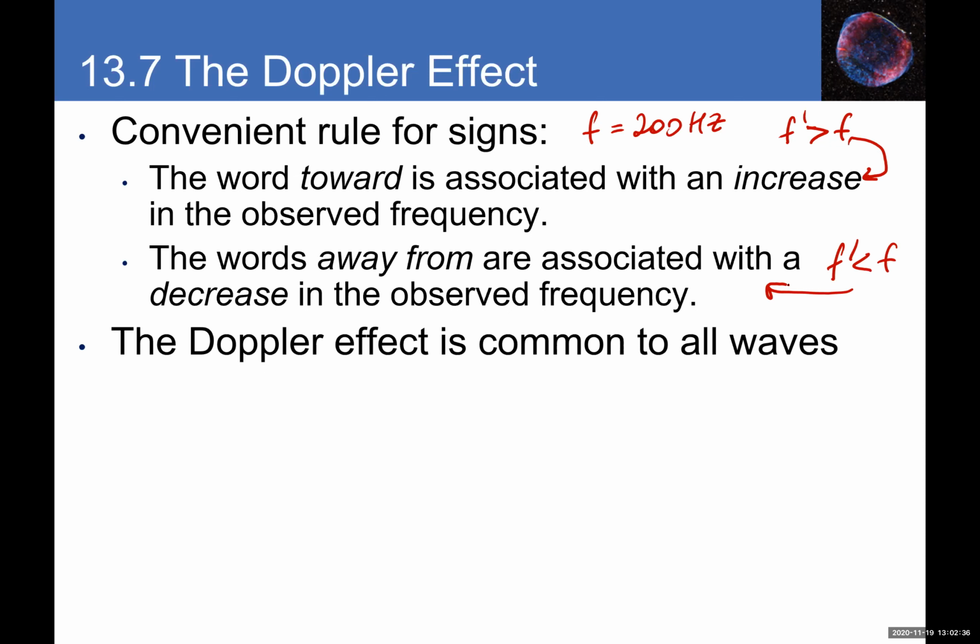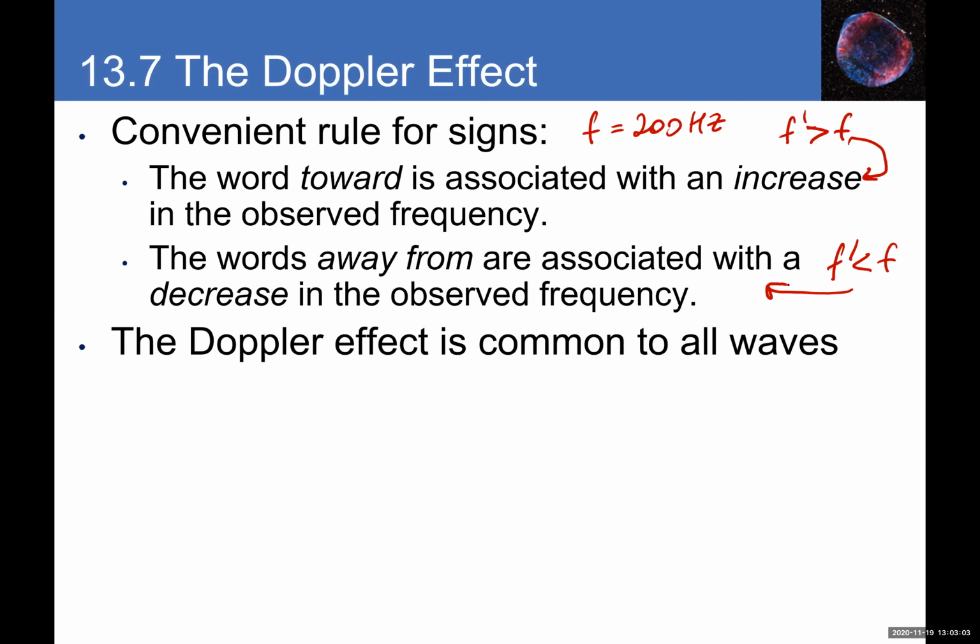The Doppler effect is not just for sound, actually. It's true for all waves. It's just that sound waves are the more obvious ones, where we can hear the effect. That's why the Doppler effect is usually done in terms of sound waves, but you can also do it for light waves. We use that to see if a star is moving toward us or away from us by looking at the shift in frequency and wavelength.